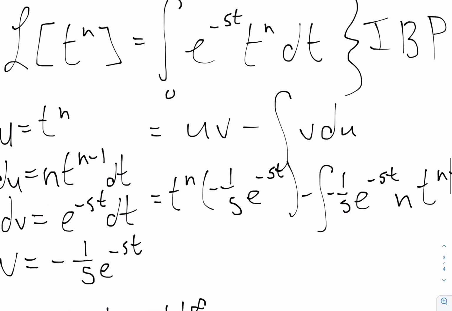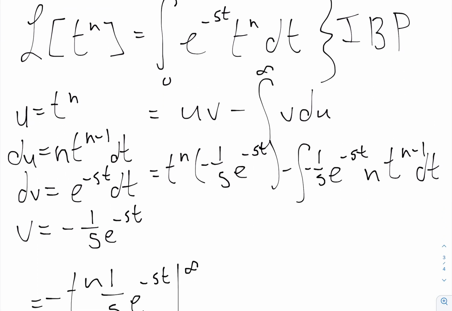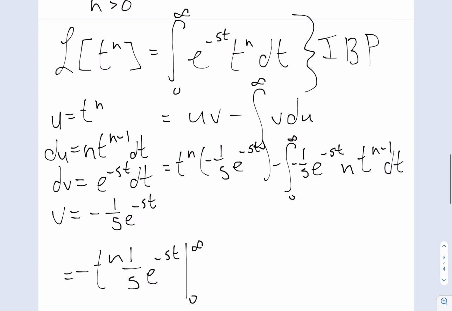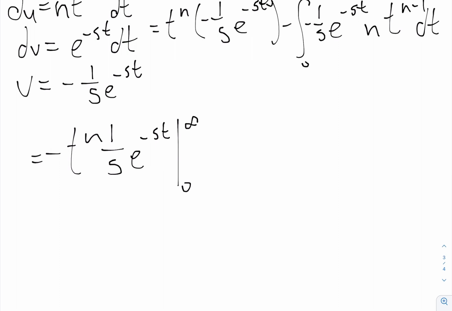I forgot to write my bounds just because I don't have a ton of room, but I'll squeeze them in here. So this integral is from 0 to positive infinity. When we take integration by parts, we have to apply that 0 to infinity to both parts of the integration by parts, so we get both terms.